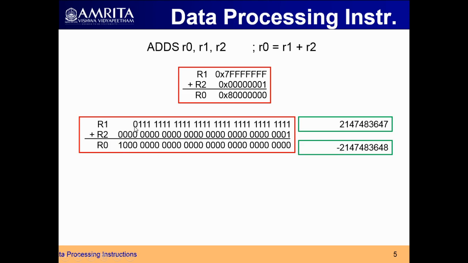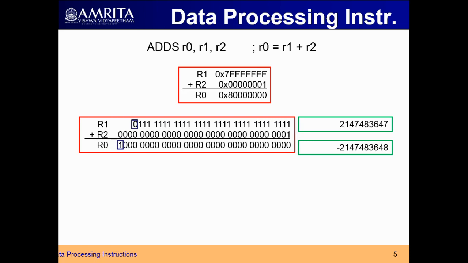So here what has happened? 7FFF is the maximum possible positive number you can have. In order to represent it as a positive number, the MSB will be 0. But when you add 1 to this maximum possible positive number, in the result your MSB will be 1. That means the positive number has overflowed to a negative number by making the MSB 1. So how will you identify this overflow?